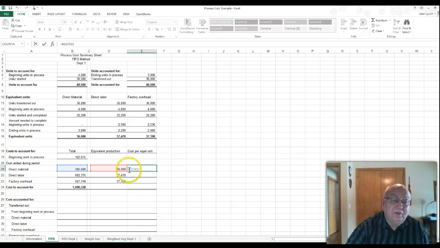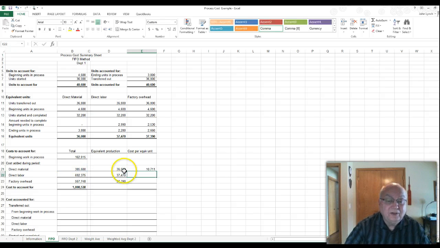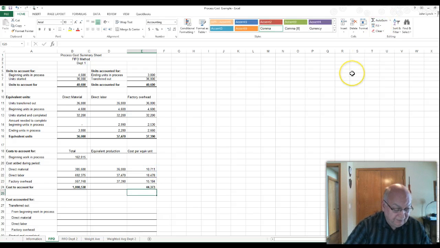And I have mine set for 3 decimal places, but to be more accurate, let's do a round for 3 decimal places, and make sure you know what they want to cover. And then all you have to do is copy this down. There it goes. And then we'll add that up also. Now, that gives you 44,373.